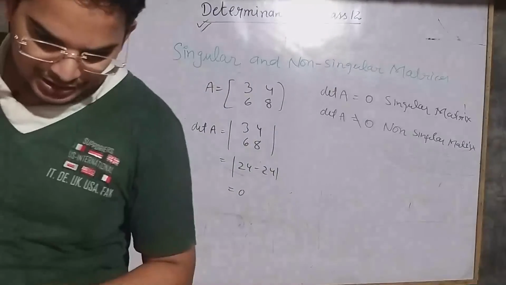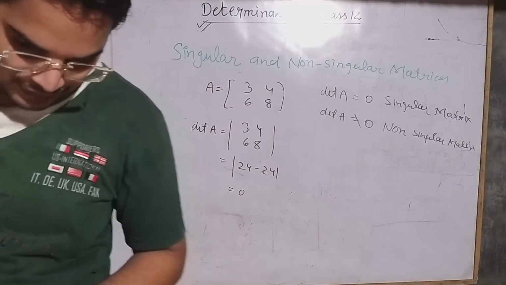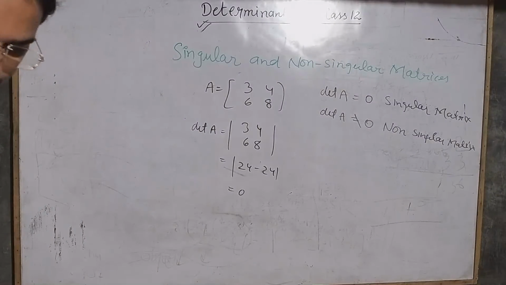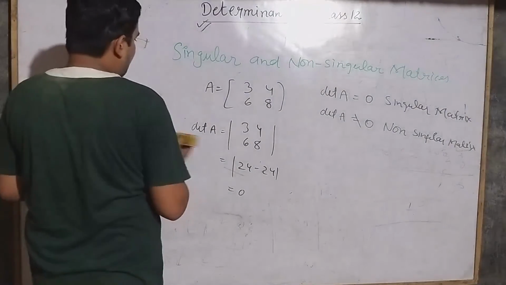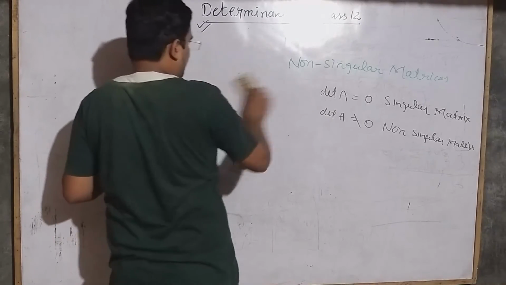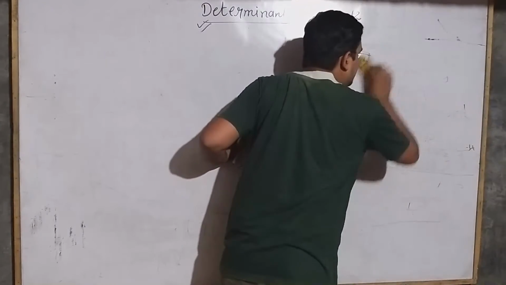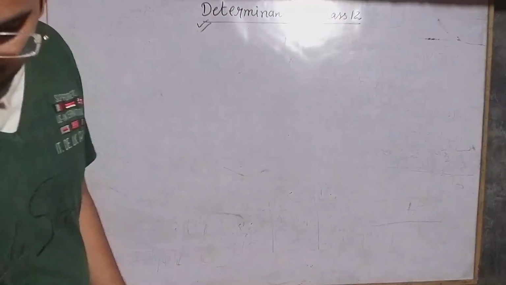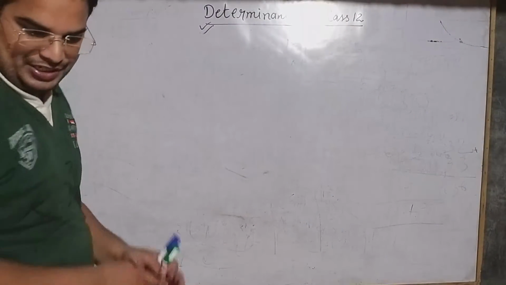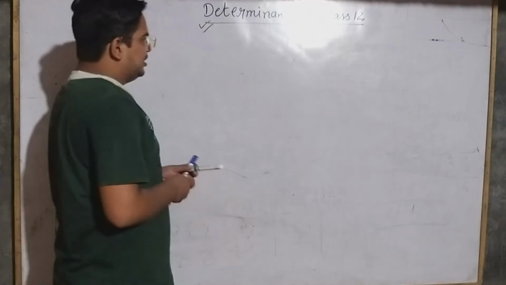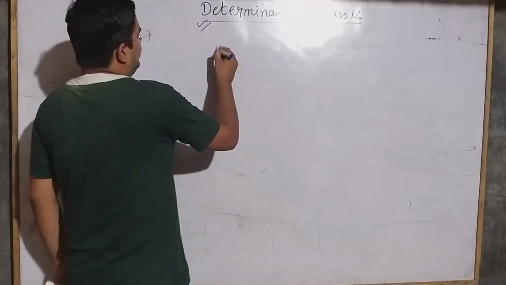Let's move to the next part. Now in this part I am going to tell you about the adjoint. What is the adjoint? Adjoint of a matrix. Now I am going to tell you about the adjoint of a matrix. What is the adjoint of a matrix? Look at this.